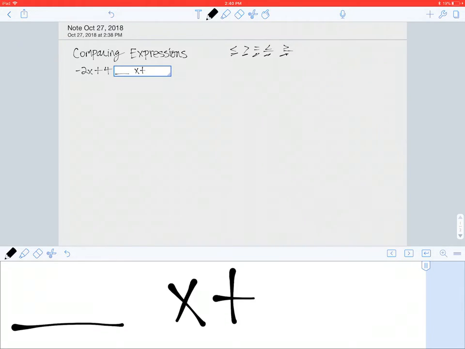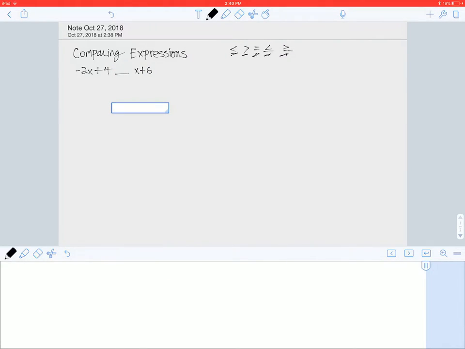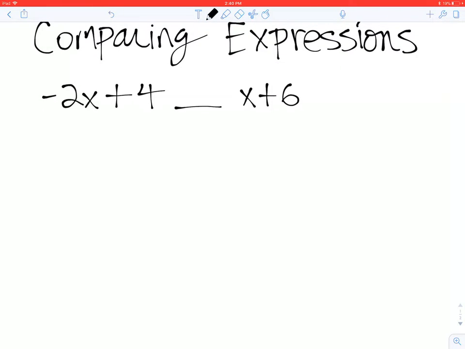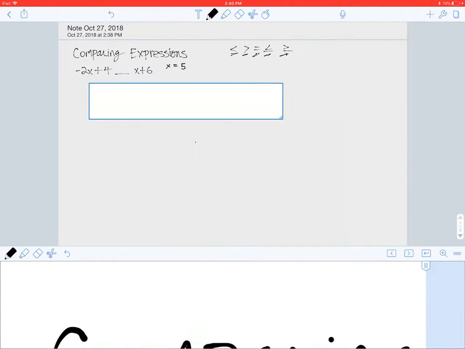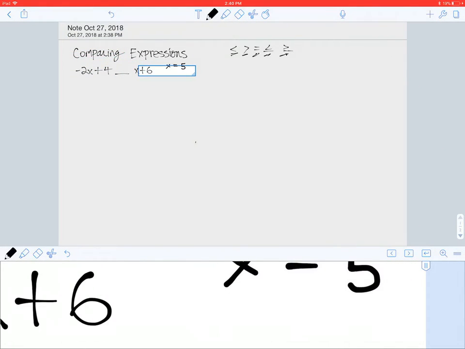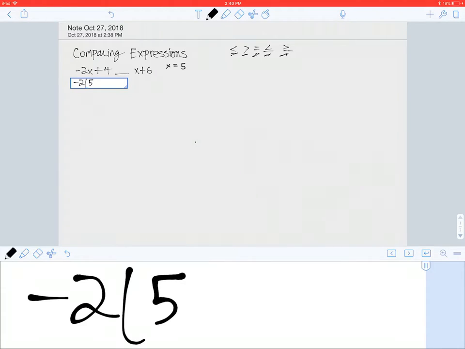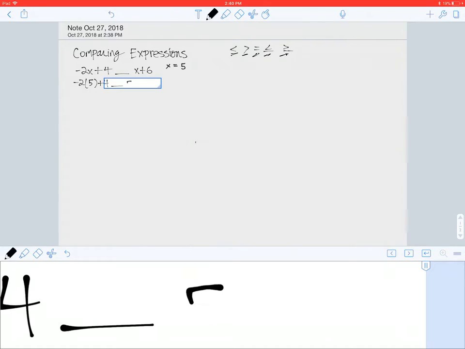So that being said, let's try to evaluate something. What if we had negative 2x plus 4 and x plus 6, and we know that x equals 5. Let's use that value. So what you need to do is substitute all the x's for 5s, and then compare them once each is combined to a single number.